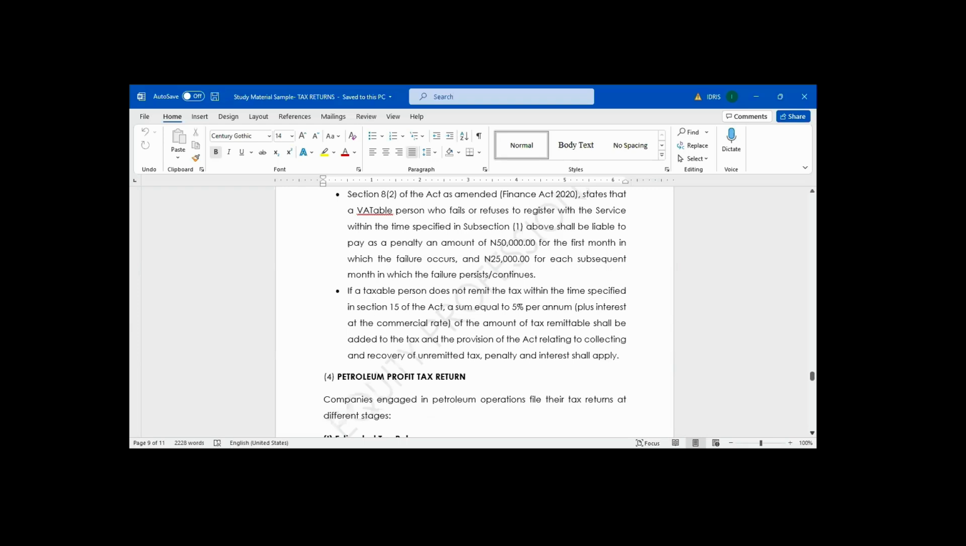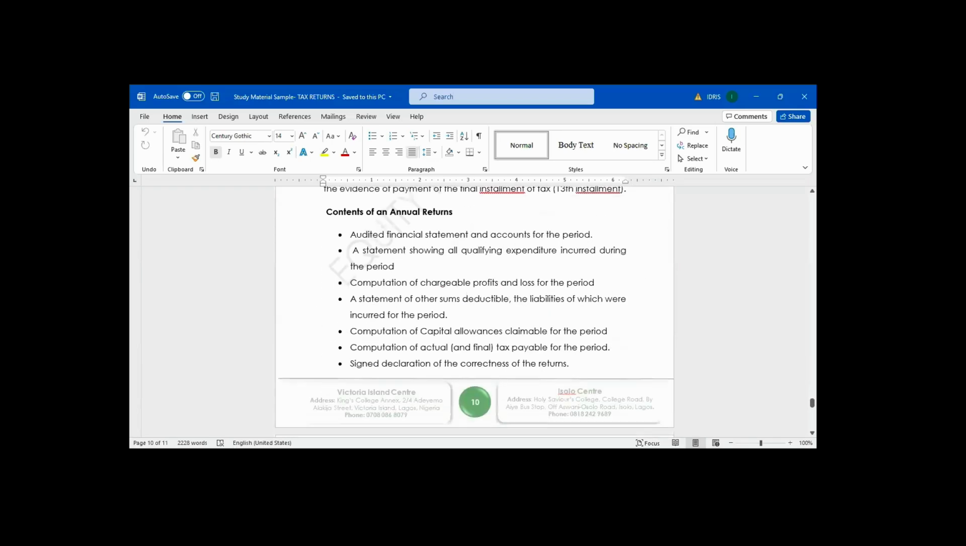Now, if you fail to file the VAT return within 21 days of the following month, what is the penalty? Failure to file a VAT return within 21 days of the following month is going to attract a penalty of 5% per annum plus interest at the prevailing commercial rate.